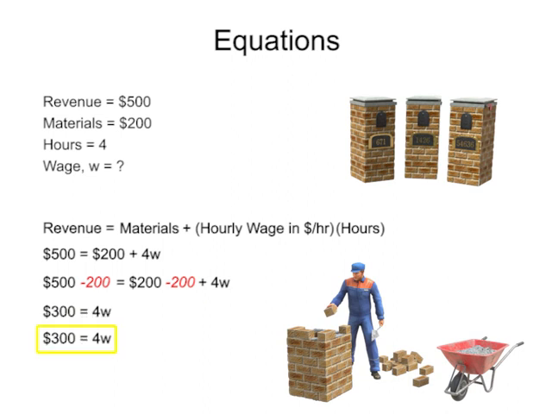To further isolate W, we must divide both sides of the equation by 4. This will yield $75 on the left side of the equation, and on the right side, the 4's cancel out to leave us with the single variable W. Therefore, the hourly wage of the bricklayer, W, is equal to $75.